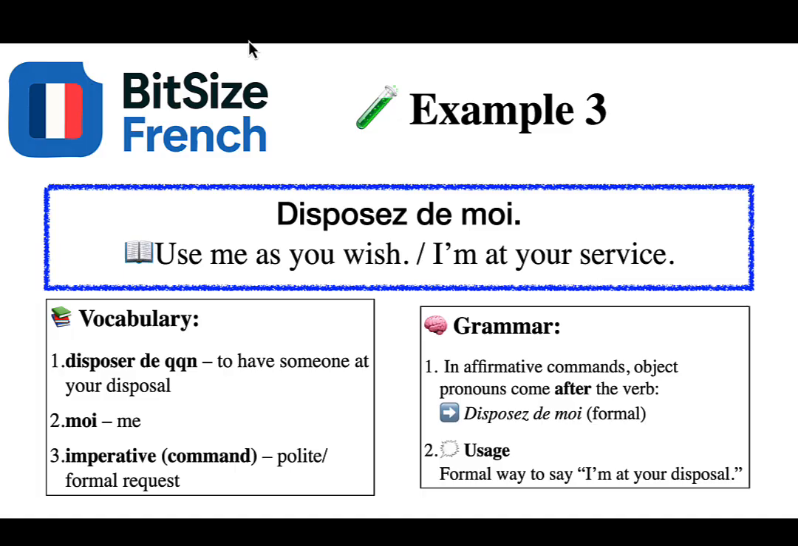Let's take a look at the grammar part quickly. In affirmative commands, meaning it's positive, not negative, we're just saying do it, we're not saying don't do it. In affirmative commands, object pronouns come after the verb. It means that in disposer de moi, moi comes after disposer. And that's the more formal way. So a formal way to say I'm at your disposal is basically disposer de moi.